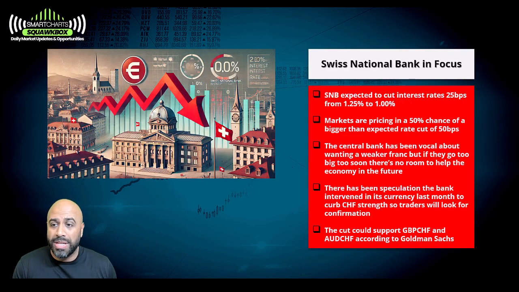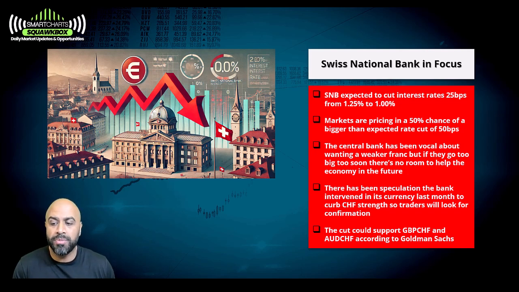Okay, so first of all, it's all about the Swiss National Bank, who is expected to cut interest rates 25 basis points from 1.25% to 1.0%. But markets are pricing in a 50% chance of a bigger than expected interest rate cut of 50 basis points, just like the Fed surprised the market last week. Now, the Swiss National Bank has been vocal about wanting a weaker Swiss franc, but if they go too big too soon, then there's no room to help the economy in the future. There has been speculation that the bank has already intervened in its currency last month to curb the Swiss franc strength, so traders will be looking for confirmation on that intervention and if that could potentially happen again.